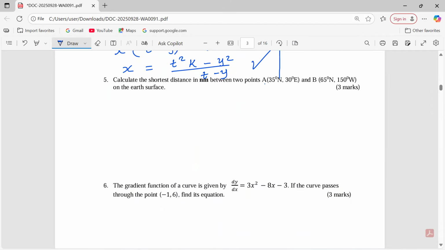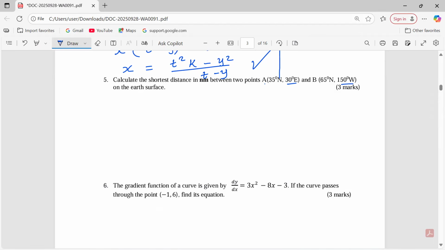In number 5, we are asked to calculate the shortest distance in nautical miles between points A, 35 in the north, 30 in the east, and B, 65 in the north, 150 in the west on the Earth's surface. Remember, this is distance in nautical miles. Remember, it is the shortest distance. Therefore, again, you should remember that this is 30 east, 150 west.